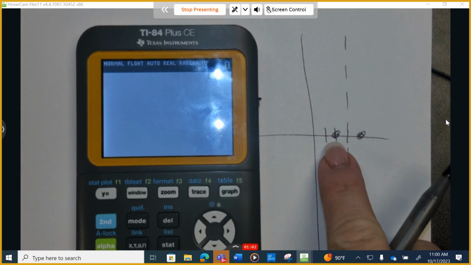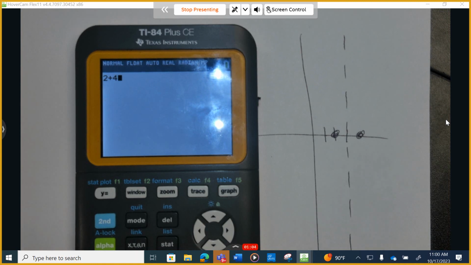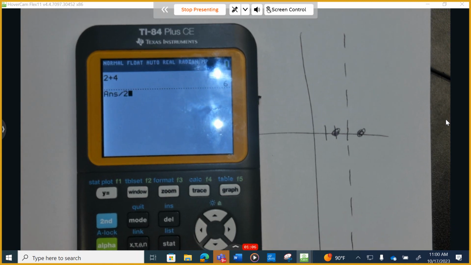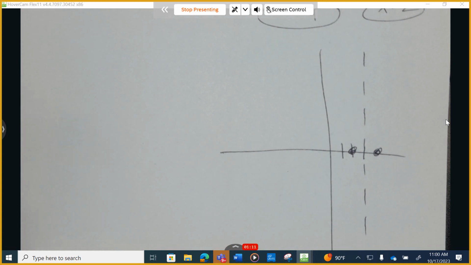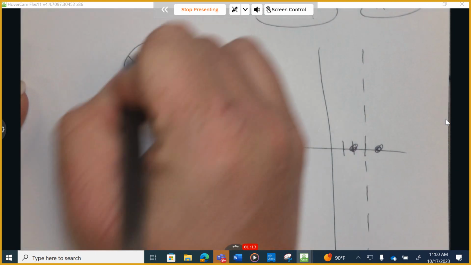So another way to do this is to add these up, so 2 plus 4, and then divide by 2, and we get the exact same answer of 3. Okay, so my line of symmetry is x equals 3.